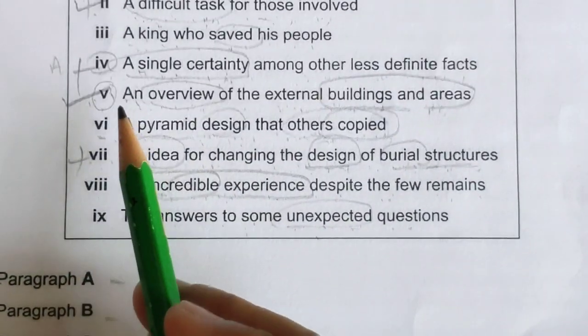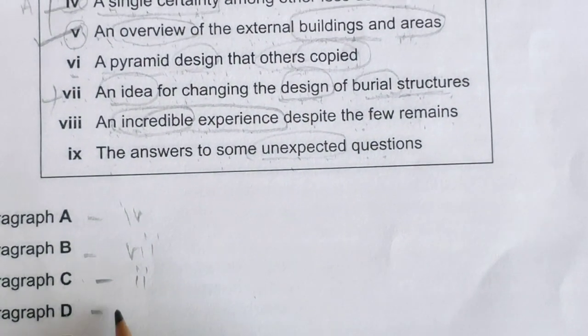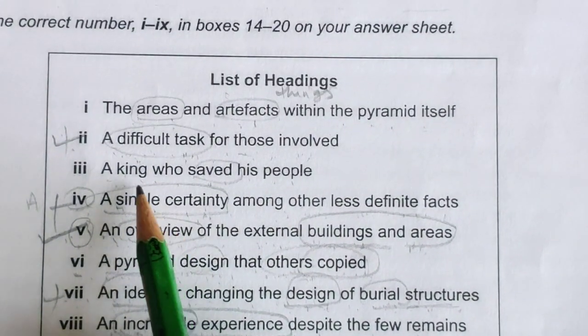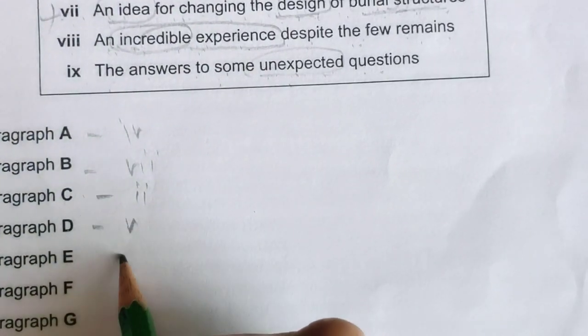So some list of headings are really confusing, so it looks like it could come with other paragraphs also. So D is an overview, fifth number. So D paragraph is fifth number.